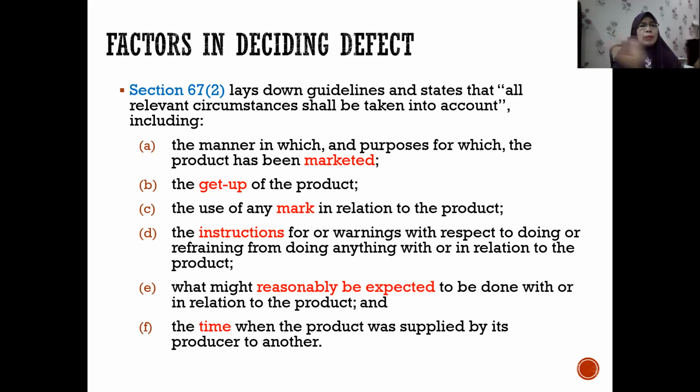Or even the get up of the product. Get up is the appearance of the product. The use of, or the way, the wrapper even, relates to that. The use of any mark in relation to the product, the instructions or warnings with respect to doing or refraining from doing anything with or in relation to the product, what might reasonably be expected to be done in relation to the product, the time when the product was supplied by its producer to another. So all this will be considered by the court in order to determine is the product defective or not.